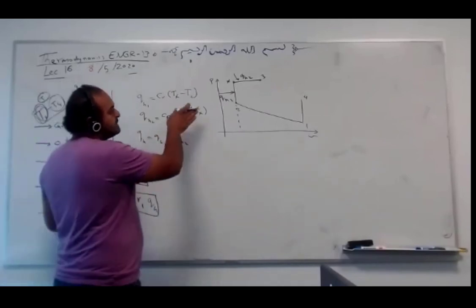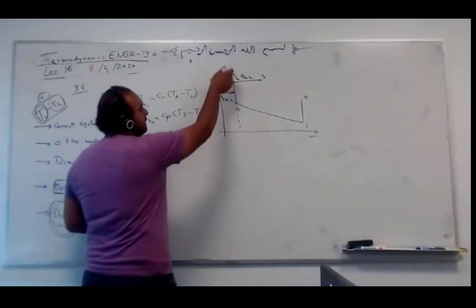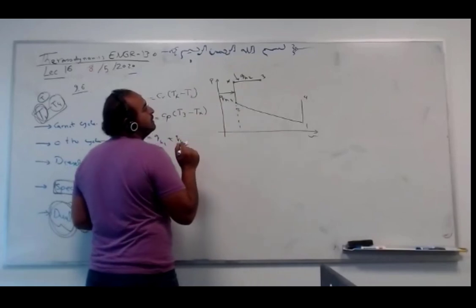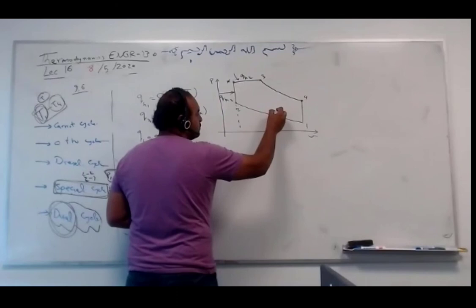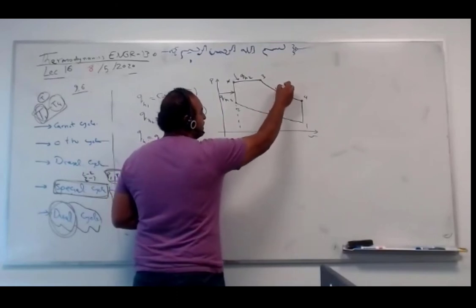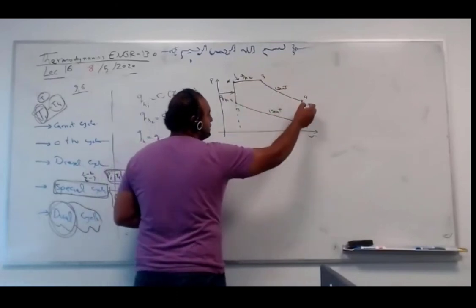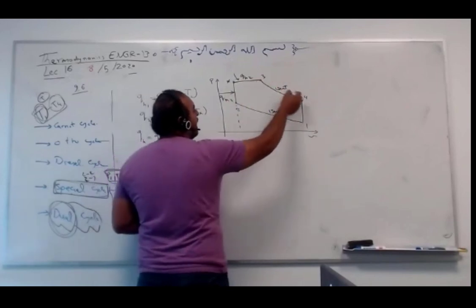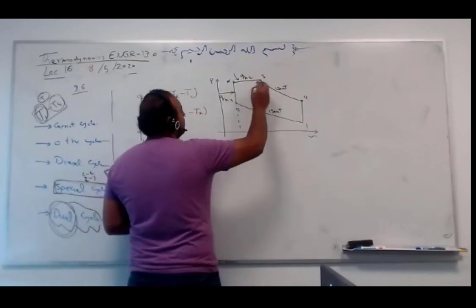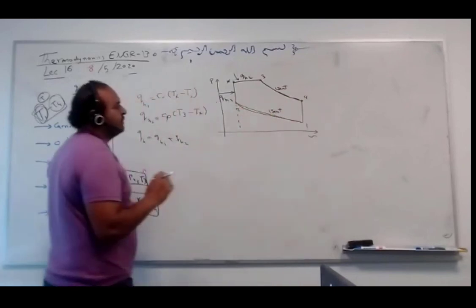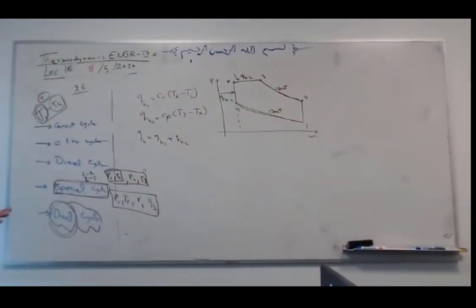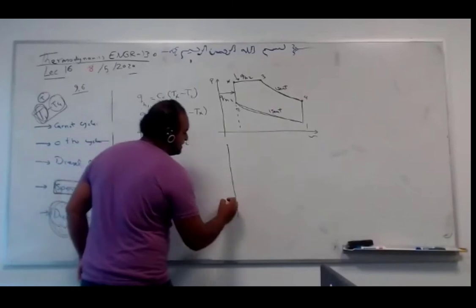So heat addition, some part at constant volume, some part at constant pressure. Then isentropic expansion. This is always isentropic, compression or expansion, because it's adiabatic and reversible. Isentropic means constant entropy, vertical in the TS diagram. Let's plot it.